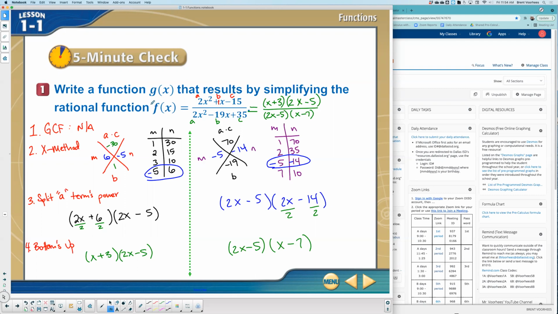So the problem, the instruction said, write a function g of x that results by simplifying this rational function. What you're not allowed to do in mathematics is cancel what we call terms. You're not allowed to cancel terms. Not allowed to do what I just did there. Can't cancel a term, but you can cancel factors. It is mathematically accurate to cancel factors. So here I could cancel the 2x minus 5s, and now we know our solution. G of x is the simplified form, which would be in the numerator x plus 3. Now that I only have one factor, you don't need the parentheses, over x minus 7. That's my solution right there.